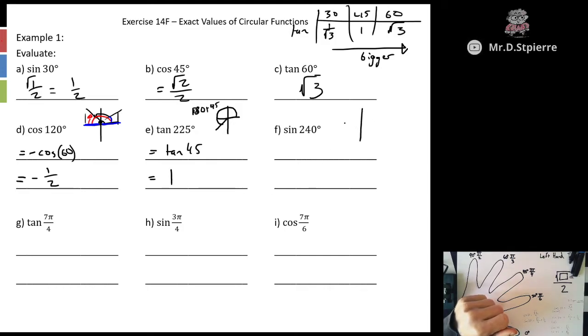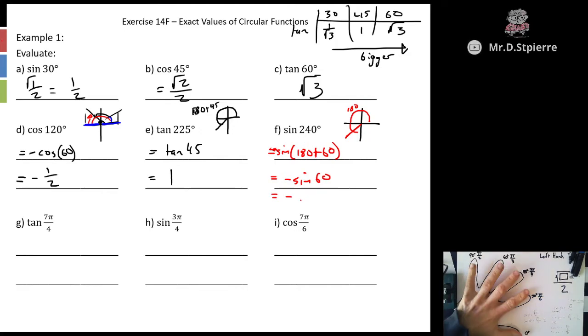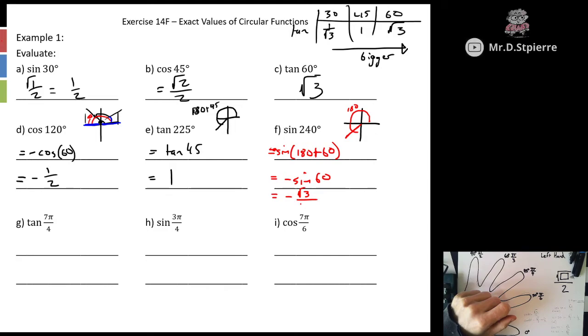Sine of 240. Okay, 240, that's going to be 180 plus 60, so there. And so in the third quadrant, that's going to be the same as negative sine of 60. So it is equal to sine of 60 up, that's negative root 3 on 2.